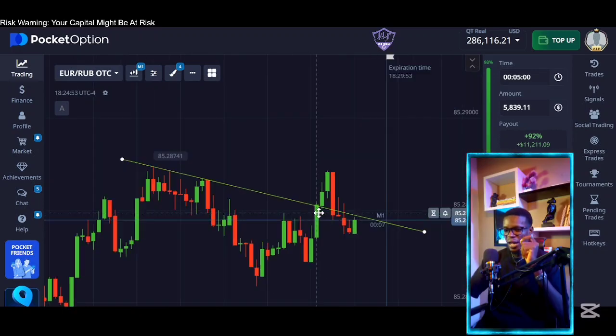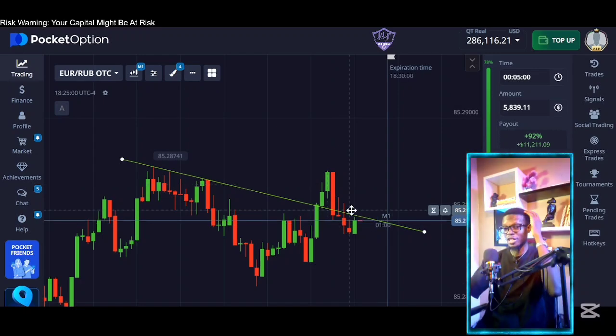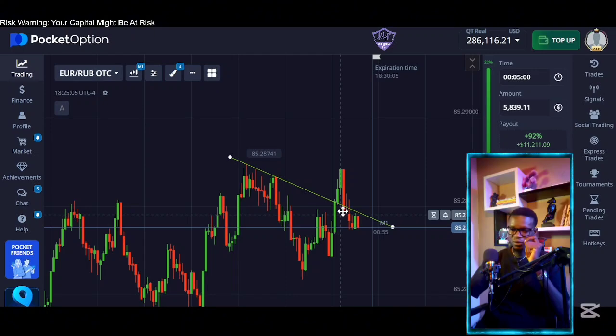I took my trade at the end of that candle, and of course the price moved in that direction for the first 2 minutes, and for the last 3 minutes of the trade it was negative. We lost this very beautiful trade.